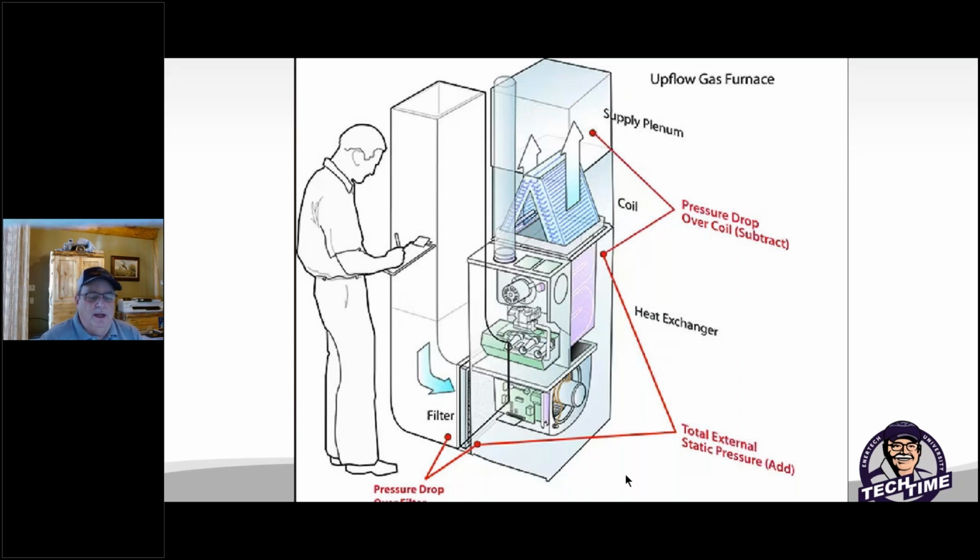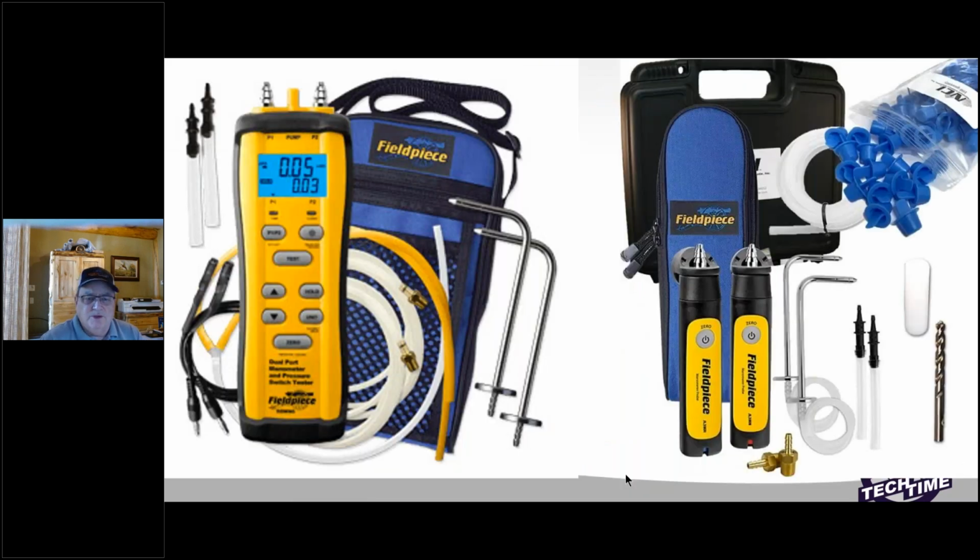So there are lots of different tools out there today that you can do your measuring with. These long silver pieces here are called pitot tubes, and it's imperative to put them into your ductwork to get a proper reading in the duct. So make sure you have some of this type of equipment with you to do this diagnostic.